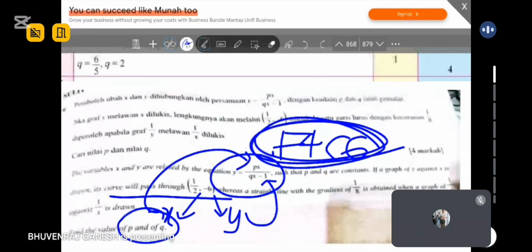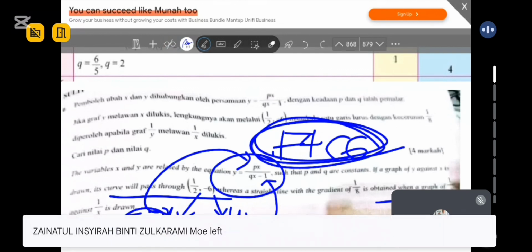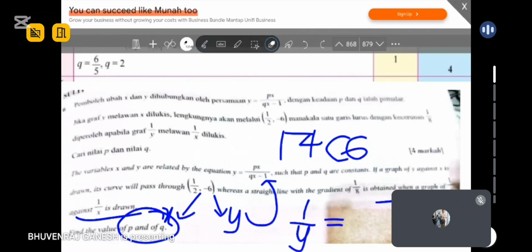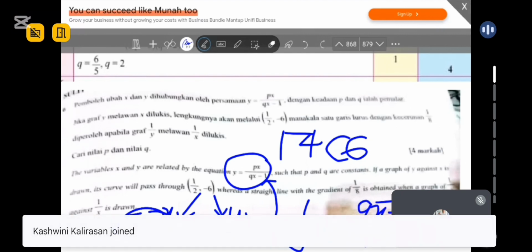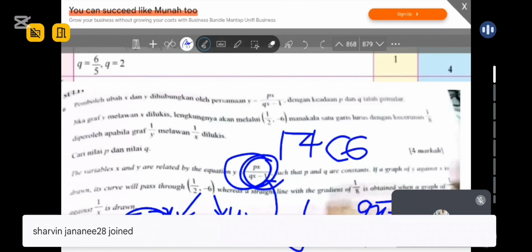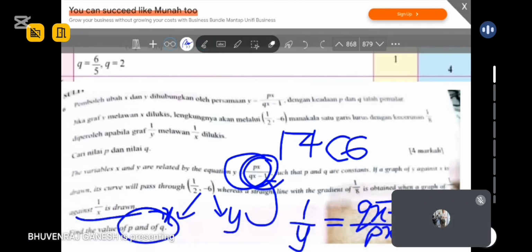Now, second step. They say a graph of 1 over y against 1 over x is plotted. So what does that mean, guys? You have to change the equation. When you do 1 over y, you will have qx minus 1 over px. When you flip the y, the fraction will also flip automatically. You have to inverse the fraction. So you'll get something like this.